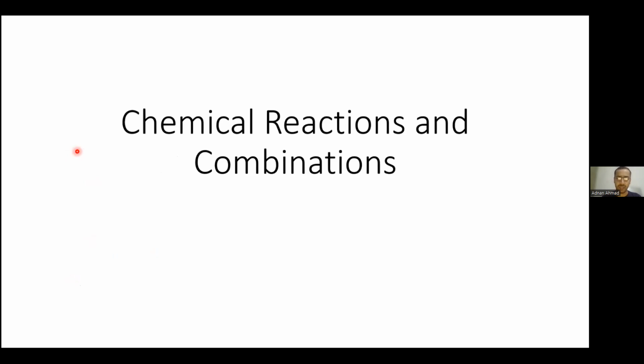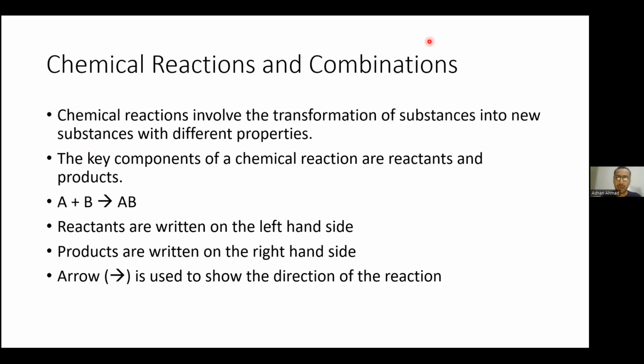A very interesting topic and a very useful topic. It is required in industrial chemistry. It is required in engineering and biology, everywhere where people are dealing with science and creating something. We need chemical reactions and we need to know about the combinations by which chemical reactions occur. So in chemical reactions and combinations, the chemical reactions involve the transformation of substances into new substances with different properties. The key components of a chemical reaction are reactants and products.